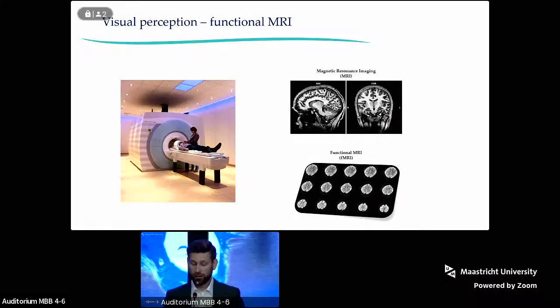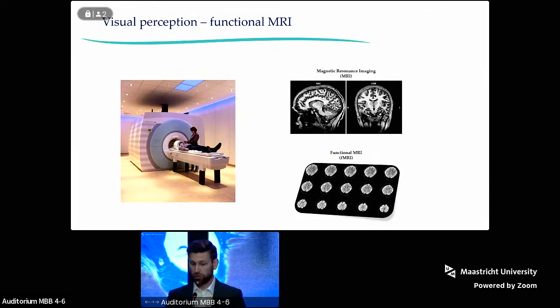We try to understand these principles using fMRI. I'm sure you're familiar with MRI, which stands for magnetic resonance imaging, and this allows you to obtain structural images of the brain. And with fMRI, we can also study the living brain by measuring brain activity. When we talk about brain activity as measured with fMRI, we talk about a reflection of neurons that are firing in the brain in response to some visual input.